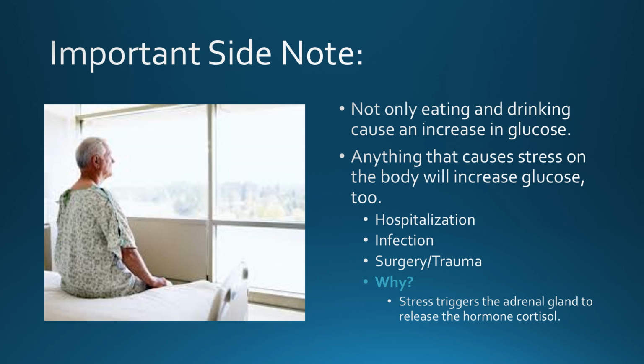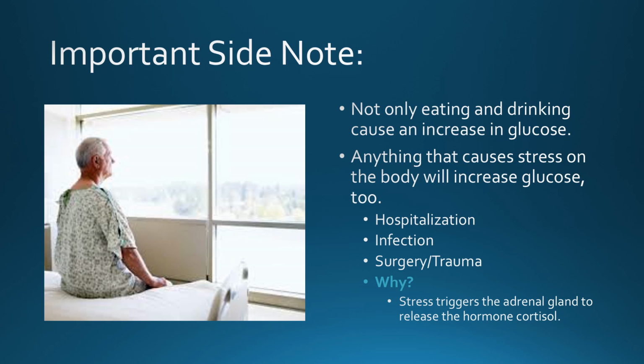When we talk about blood glucose and things that are going to make the glucose level in the blood increase, it is common to think about eating and drinking sugary foods or drinks. But it is important to know that there are other things that can cause an elevation in glucose as well, especially as we care for patients in the hospital setting, because anything that causes stress on the body can cause glucose levels to increase.